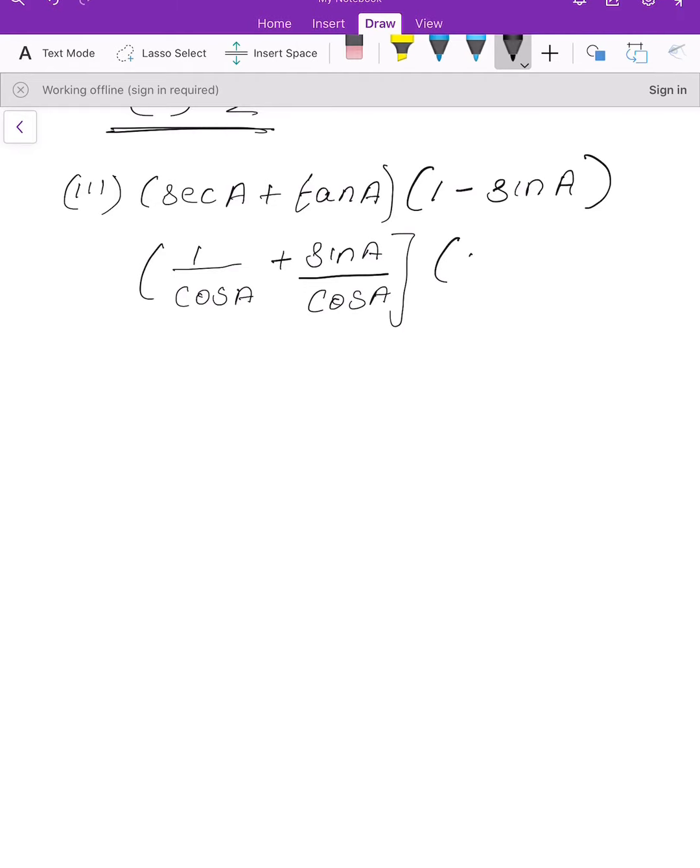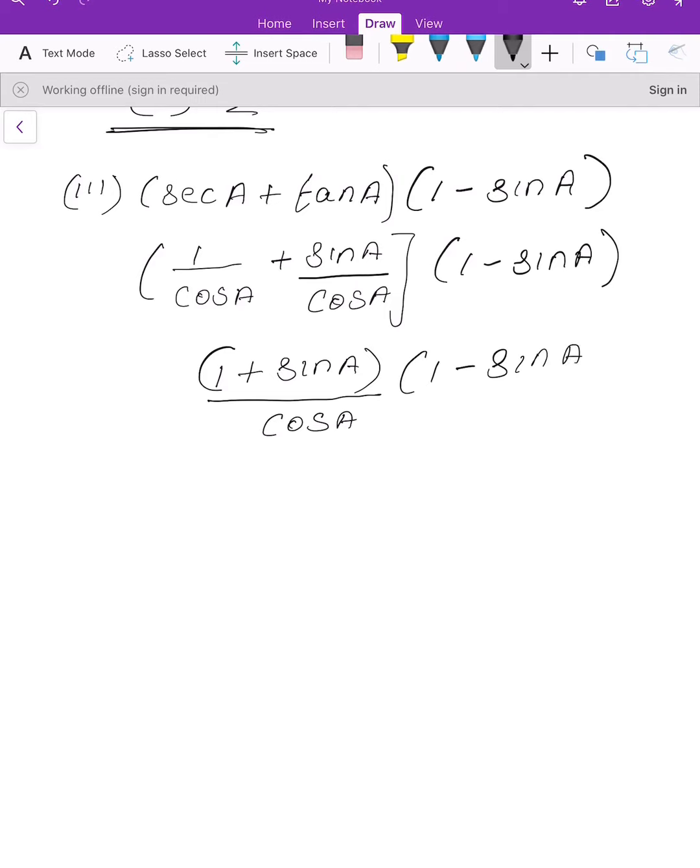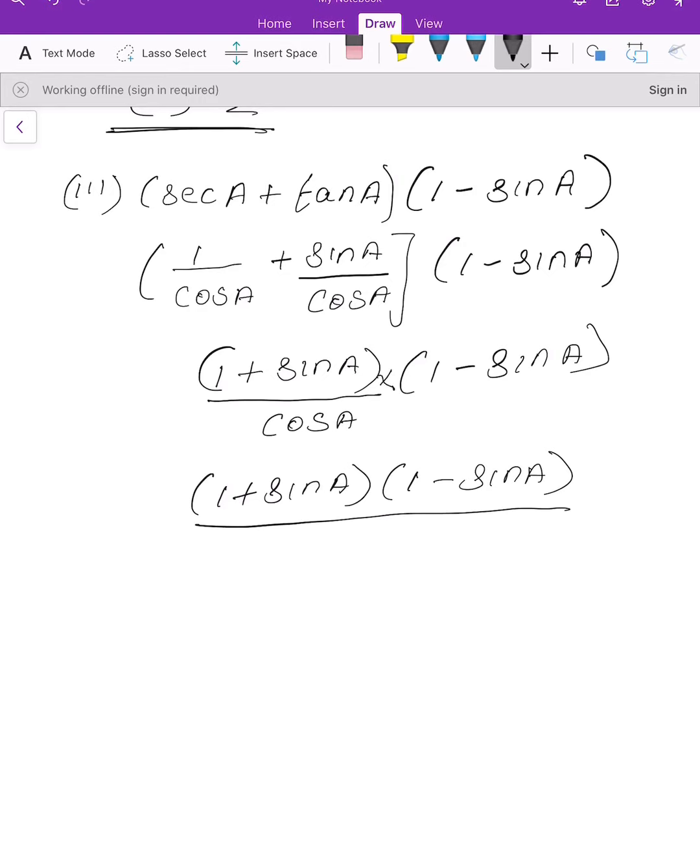This is 1 minus sin A. I'll keep it as it is. I'll not do anything with this. So 1 by cos A. These have the same denominator, so I can write 1 plus sin A by cos A into 1 minus sin A. This is multiplication, so I can write the denominator together. I'm writing it like that: 1 plus sin A into 1 minus sin A by cos A. Because this is multiplication, I can do this; if it is addition and subtraction, I cannot.